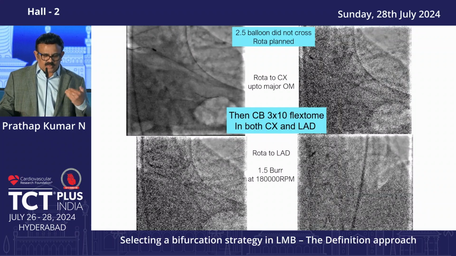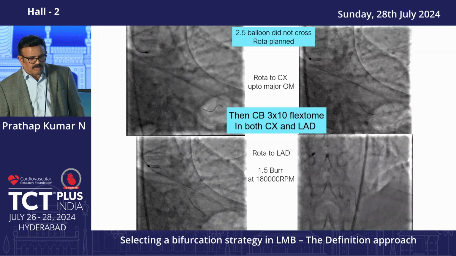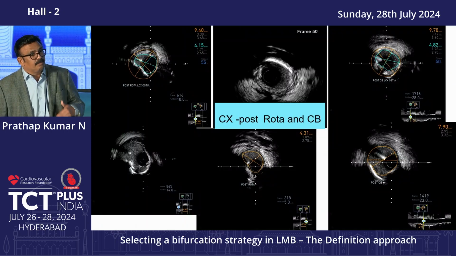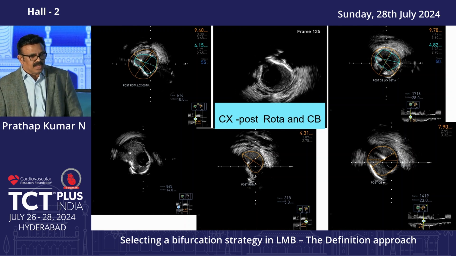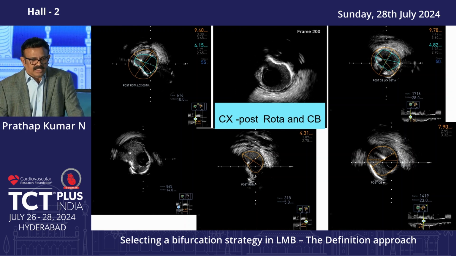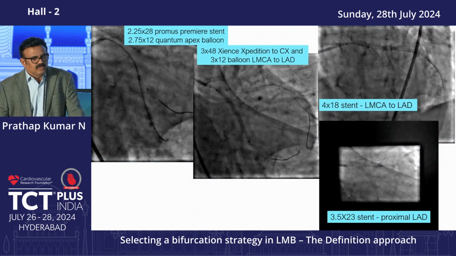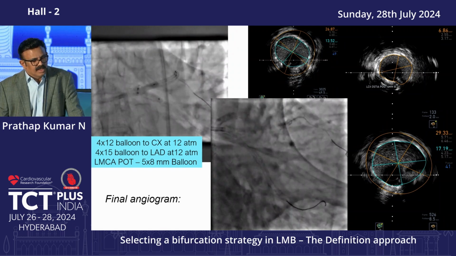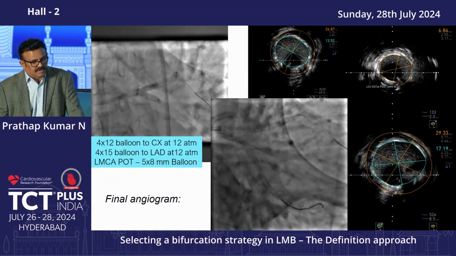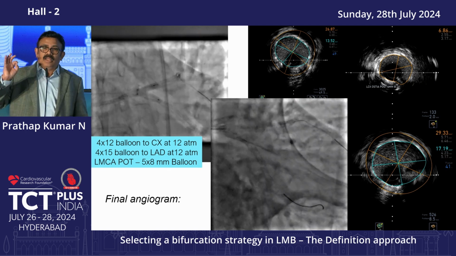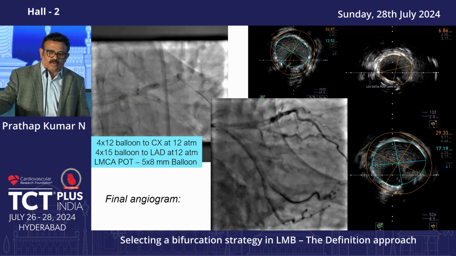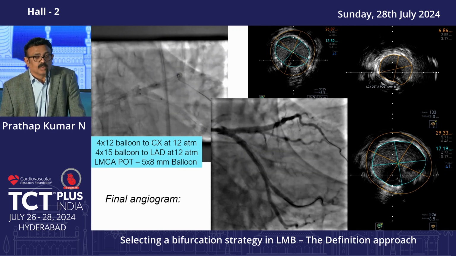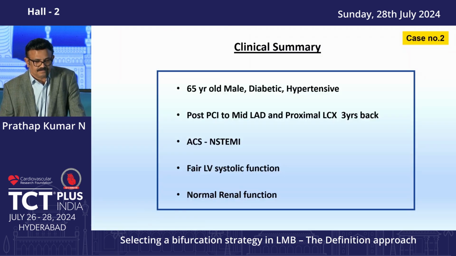Both to the circumflex as well as to the LAD, and then followed by, we used cutting balloon, and we did not stop there. We just did a post-cutting balloon and rota, assessed the vessel again, and then we put 2 stents into the circumflex. Then finally we did a kissing balloon inflation, and the final angiogram created a lumen area of LAD 13.52, circumflex 7, and in LMCA we produced a 17 millimeter square area.